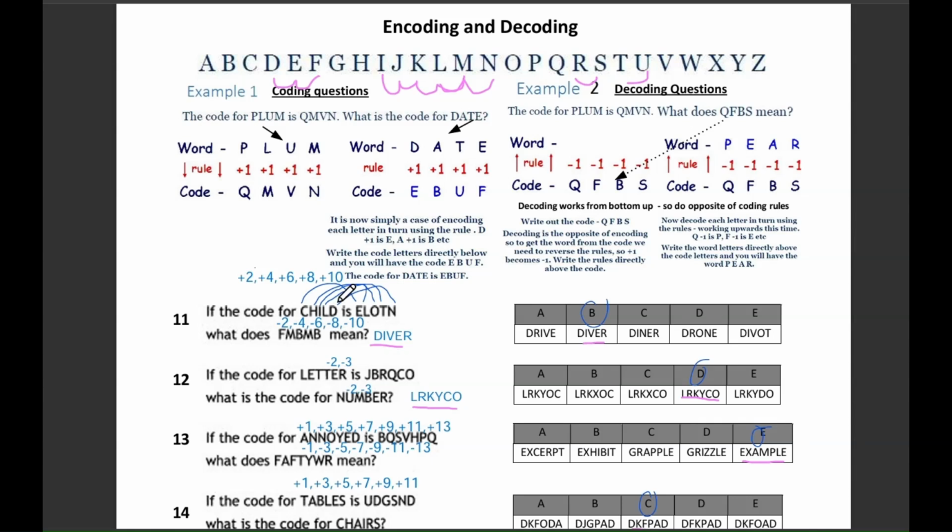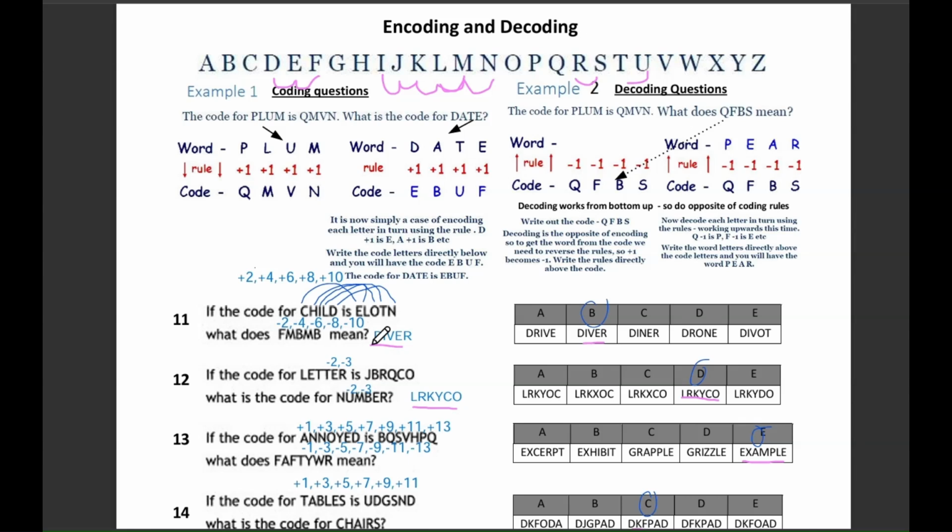And D moves forward 10 letters to become N. See how each letter moves more than the last one? Now the question is, what does FMBMB mean using that same pattern but backwards, since we're decoding it? So instead of adding, we're going to subtract.